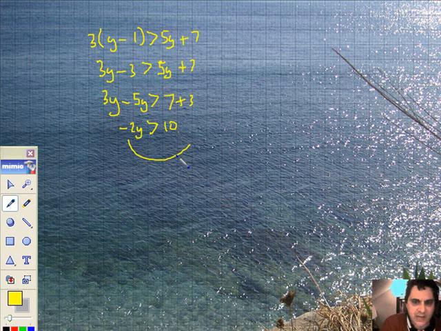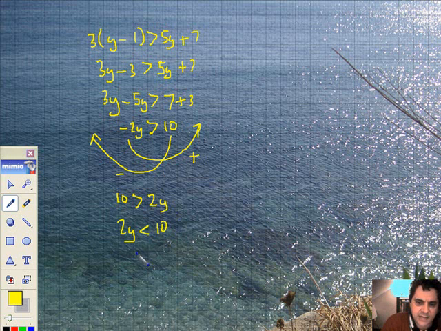Don't divide by a negative value. Bring this over and add, and bring the 10 over and subtract. So we have 10 is greater than 2y. In other words, 2y is less than 10. Dividing by 2, get a lovely answer of 5. So y has got to be less than 5 if I can get it to work. That's that one. I'm going to try question 9.